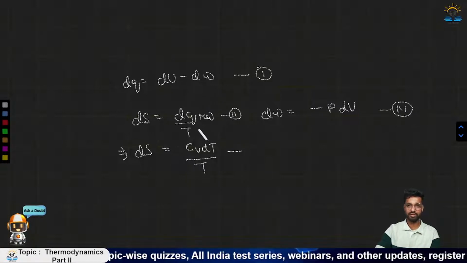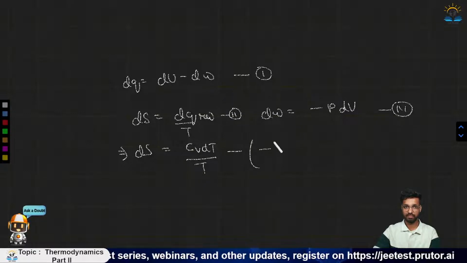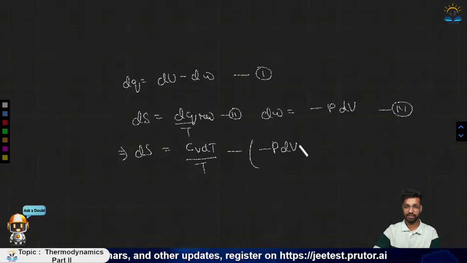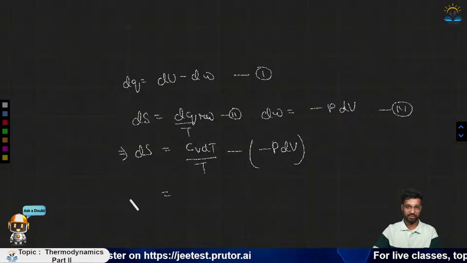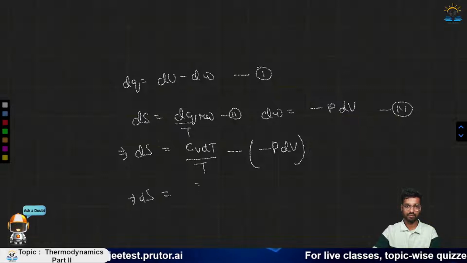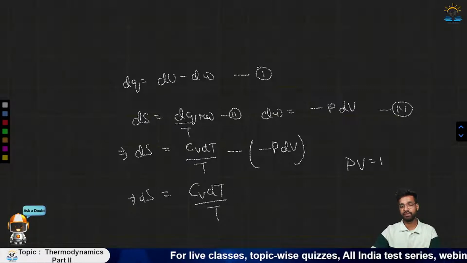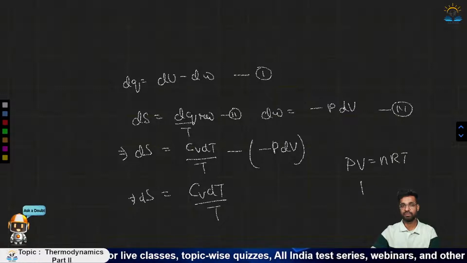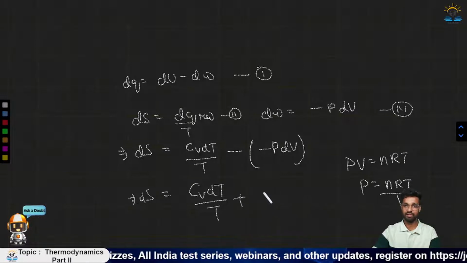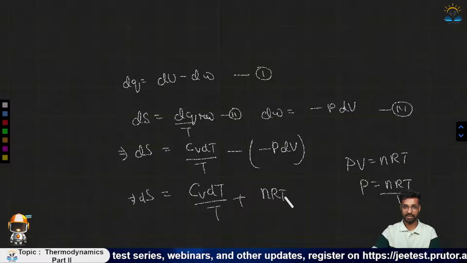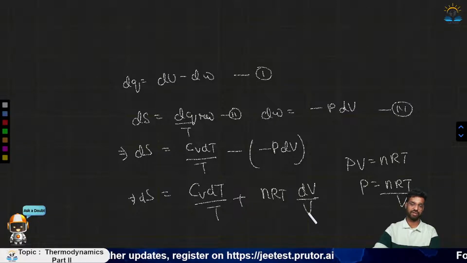So from equations 1, 2 and 3, I am writing directly. dW is equal to minus P dV. So later on we can write that Cv dT, and we are putting PV equals nRT, so P is equal to nRT by V. So it will be simply nRT dV by V. So this is the final equation.